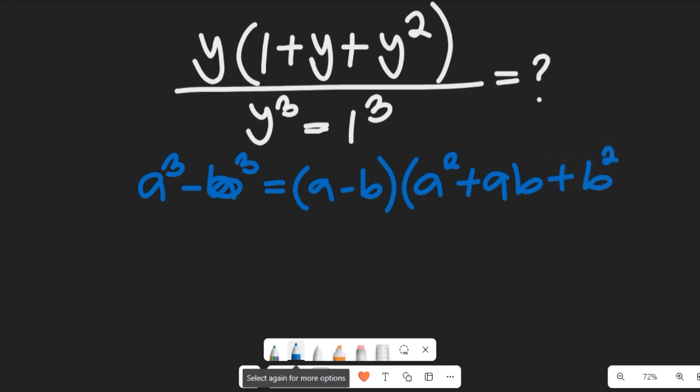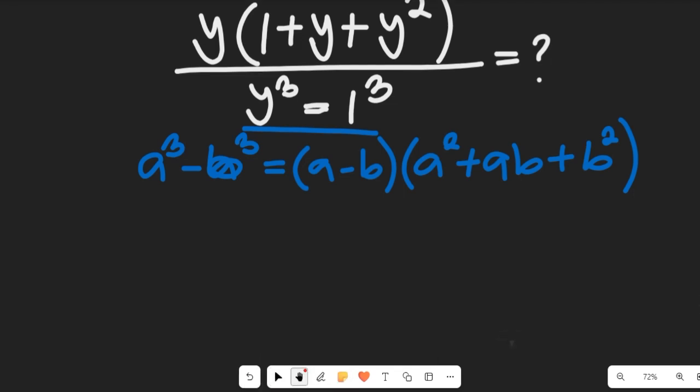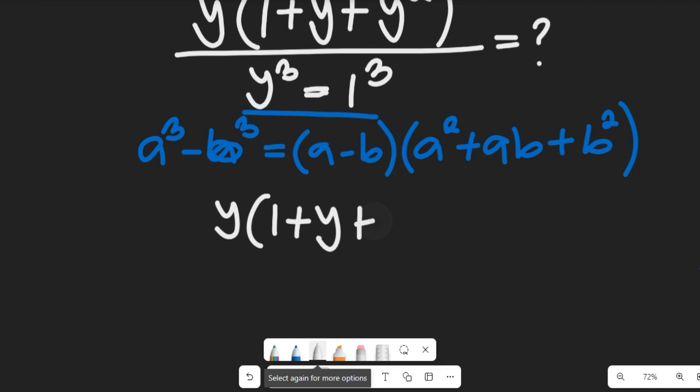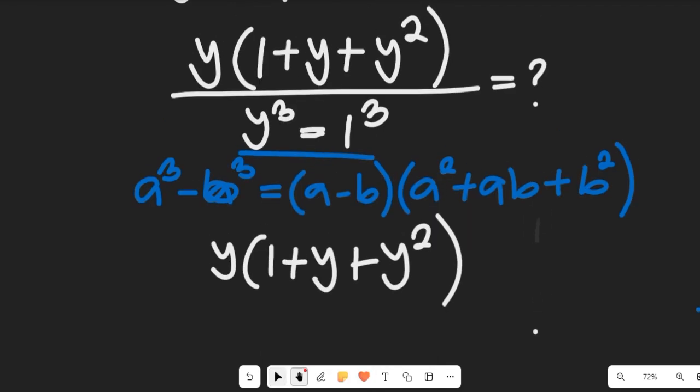So the denominator can be expanded to this. If I expand the denominator, I'm going to have the numerator remain the same, which is y multiplying 1 plus y plus y square, right? And that is what that expression gives me.